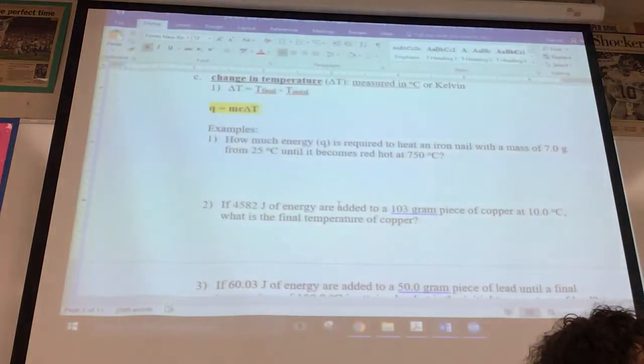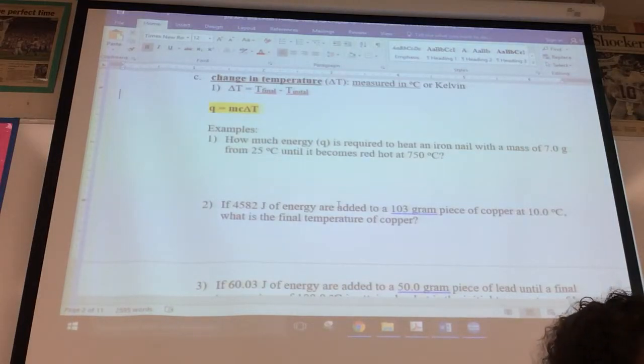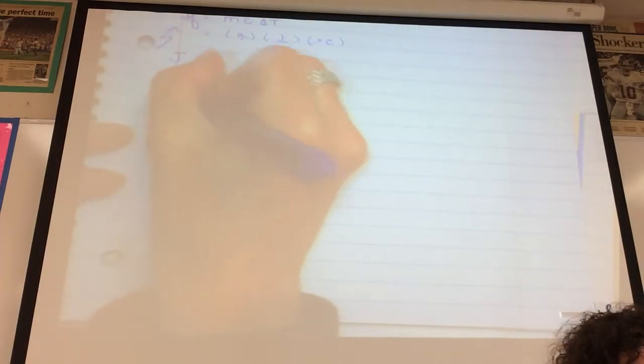The first problem says how much energy, that's Q, or it might say how much heat is transferred, is required to heat an iron nail with a mass of 7 grams from 25 degrees Celsius until it becomes red hot at 750 degrees Celsius. So let's get the information down. We want to know how much energy.